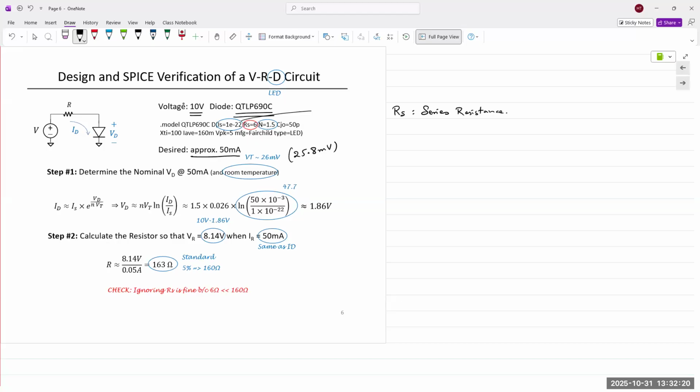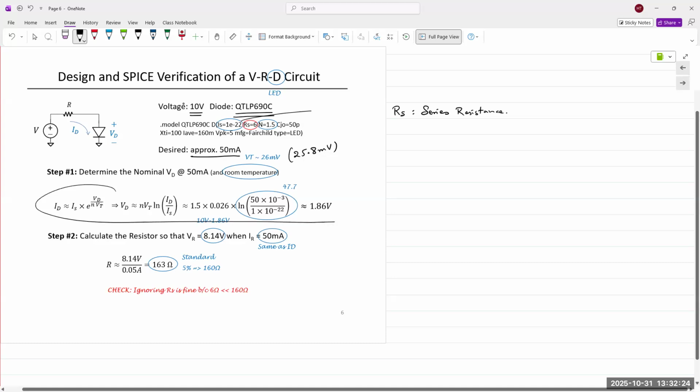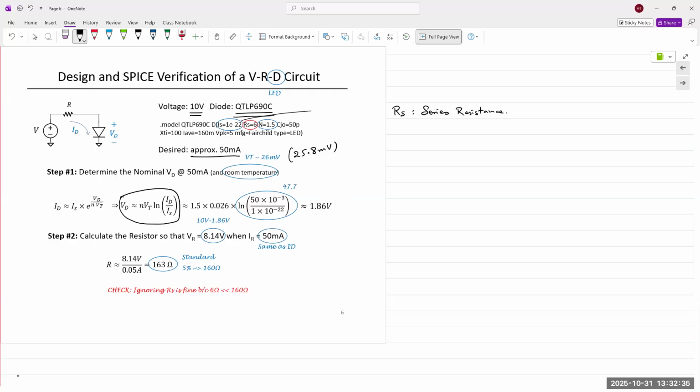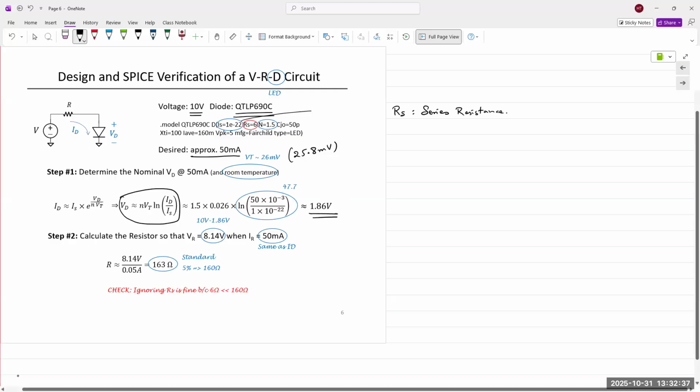Okay, so we take all our values that are given to us, plug them into the equation, and we obtain, what do we obtain for VD? VD, we come up with as 1.86 volts.